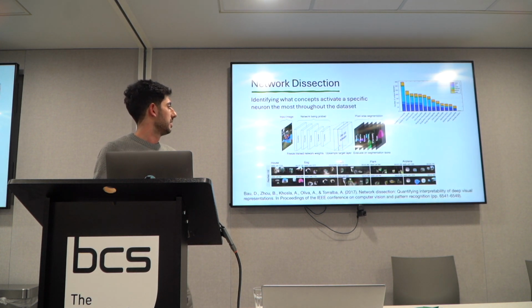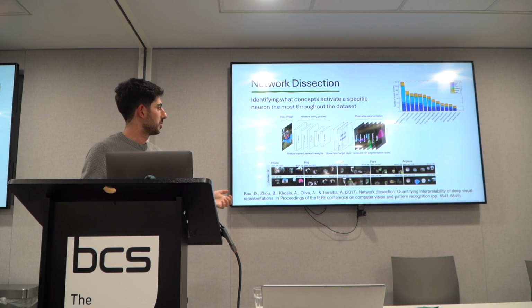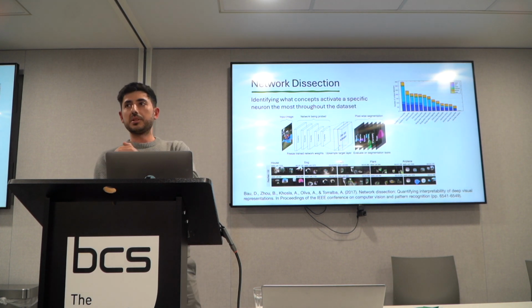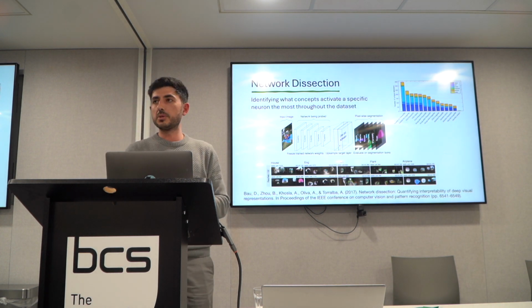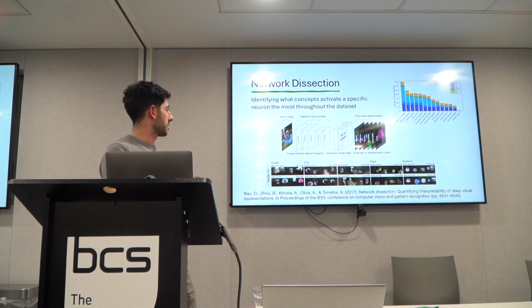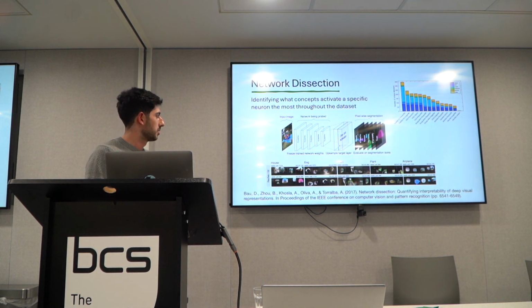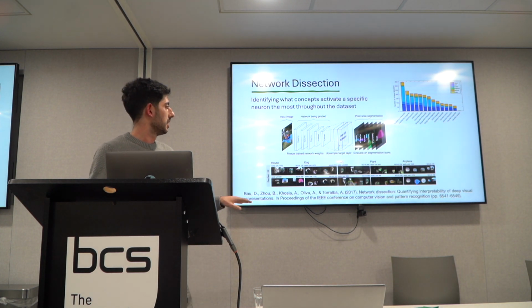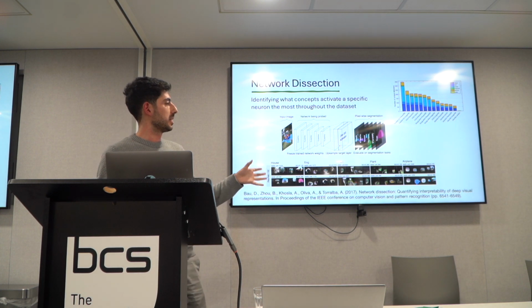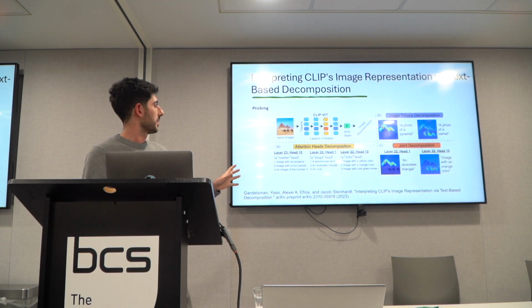And another one within the same direction of trying to understand what semantics correspond to each neuron was this network dissection work, where you go through a data set and see what images activate a certain neuron. So a certain neuron might be activated by a house, another one might always be activated by a dog. And this was another semantic interpretation work.